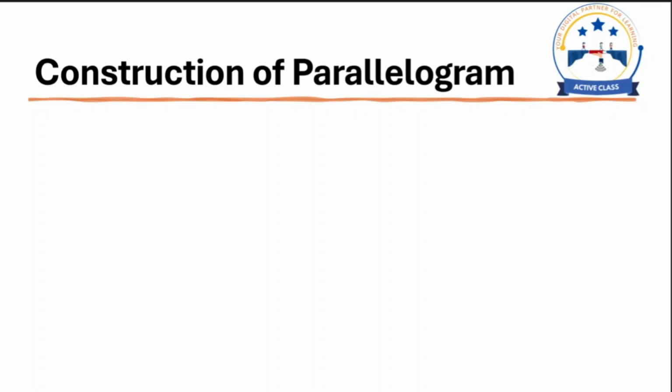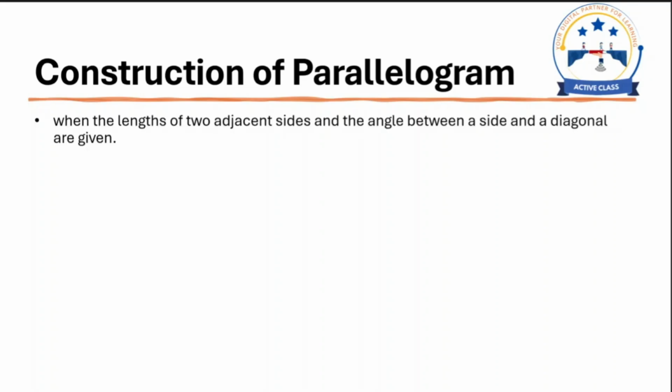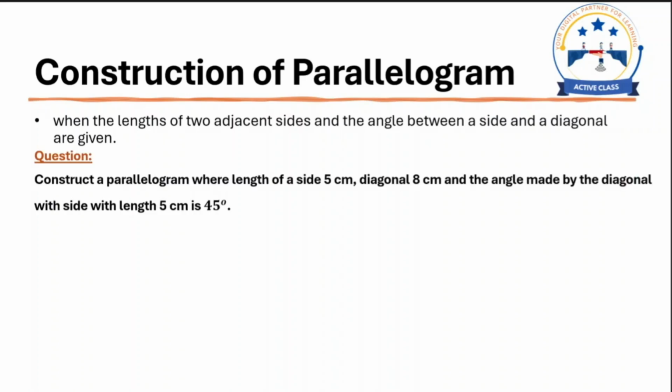Children, let's construct a parallelogram under a third condition, which is when the lengths of two adjacent sides and the angle between a side and a diagonal are given. I know this looks a bit confusing, but it is as simple as the previous two. Let's have a look over this question.